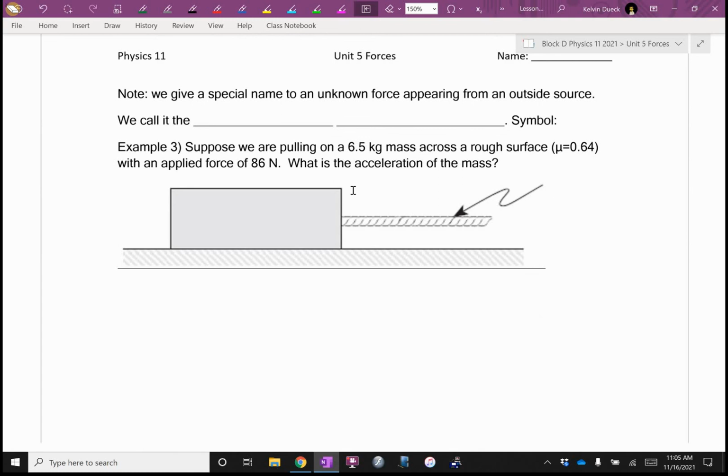Note, we give a special name to an unknown force appearing from an outside source. We call it the applied force.